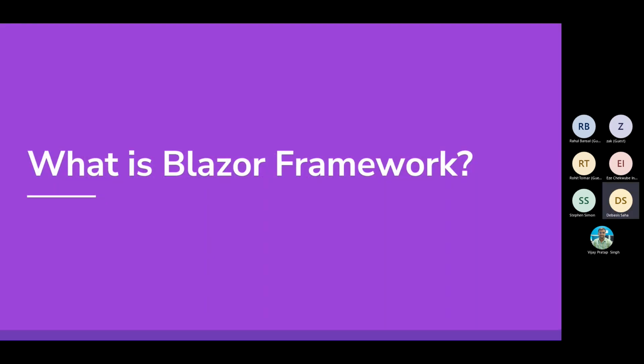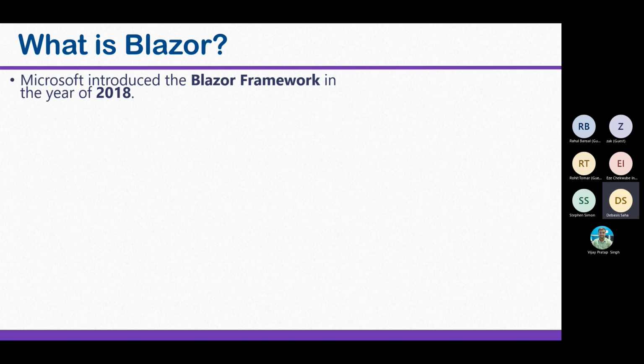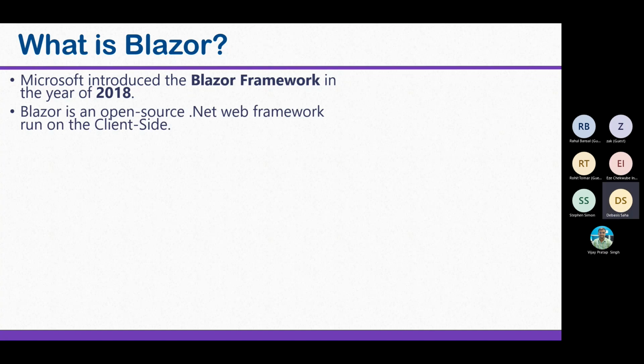Before starting on the Blazor framework in detail, we first need to understand what it is. The Blazor framework was first introduced by Microsoft in 2018, with .NET Core 3.1. It is an open source framework, mainly focused on ASP.NET Core, and just like .NET Core, it is totally open source. By using this framework, we can create client side based applications.